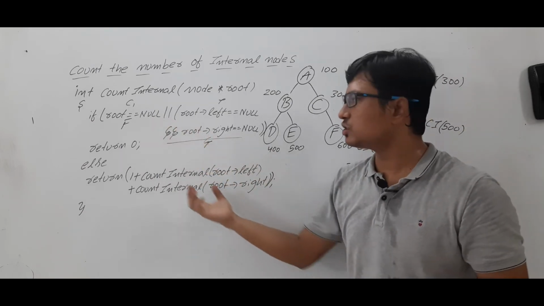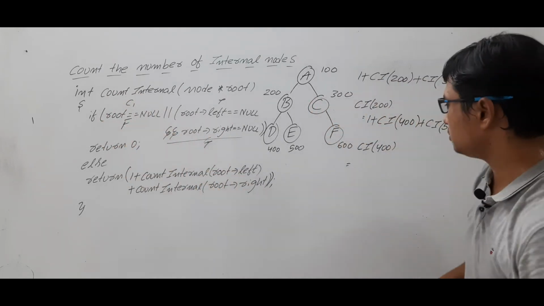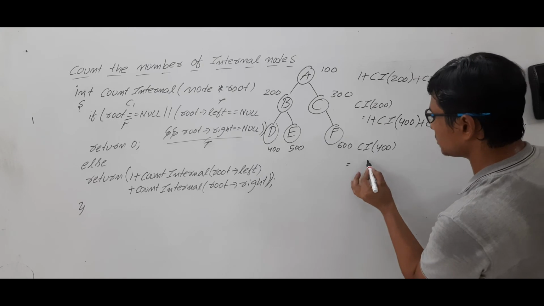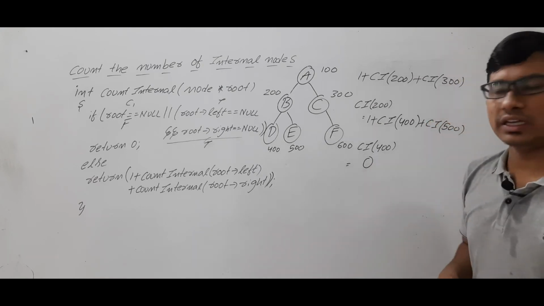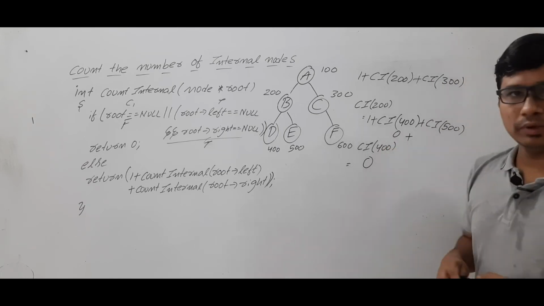If any one condition is true, then this entire condition will be true. Then it will return the value 0. Are you able to understand? So you got count internal nodes value as 0. Are you able to understand?